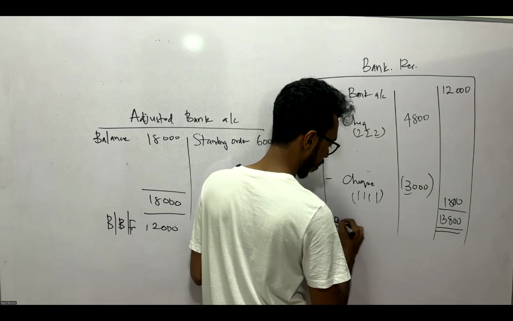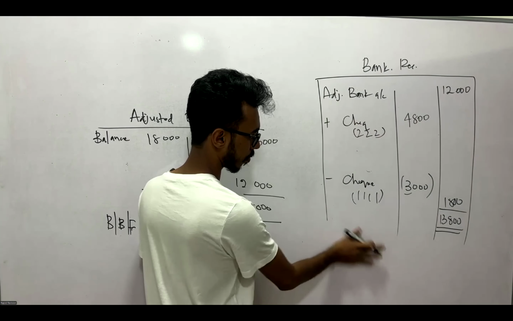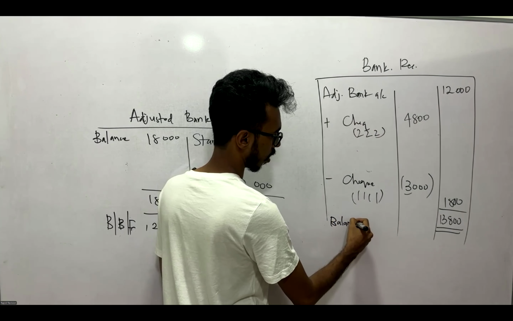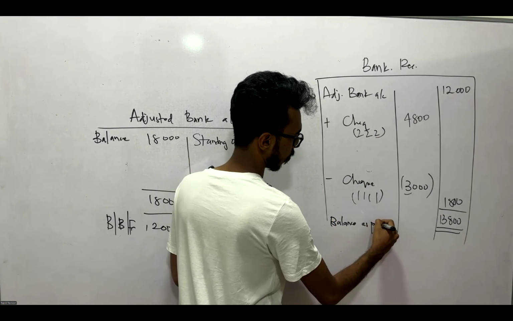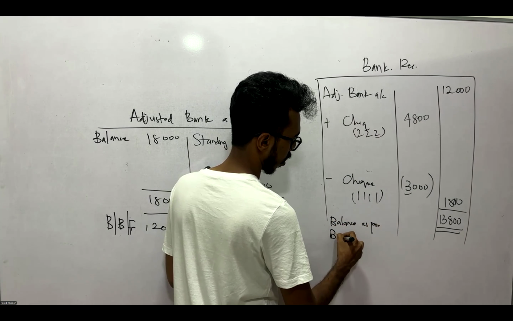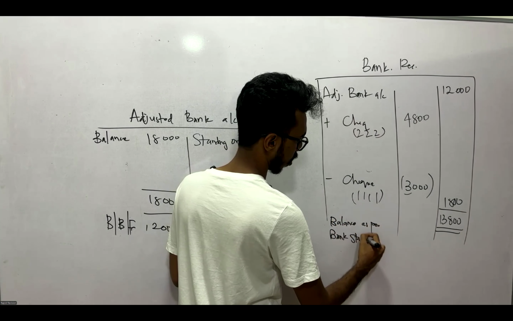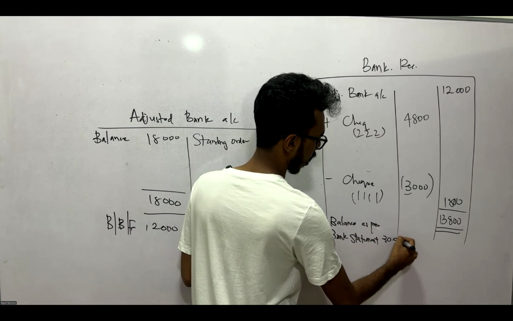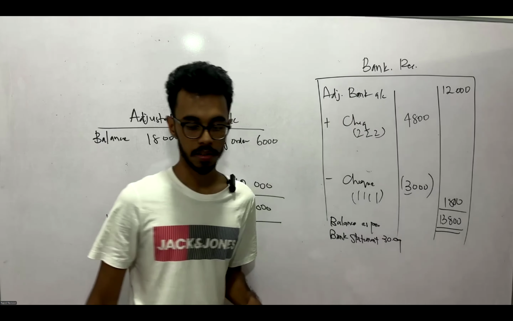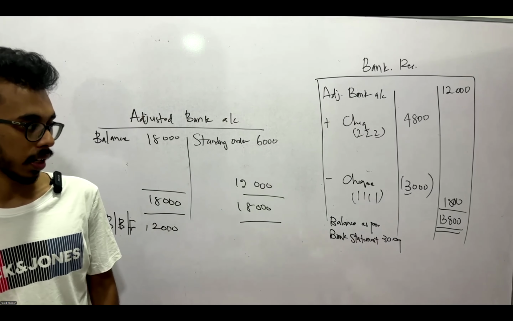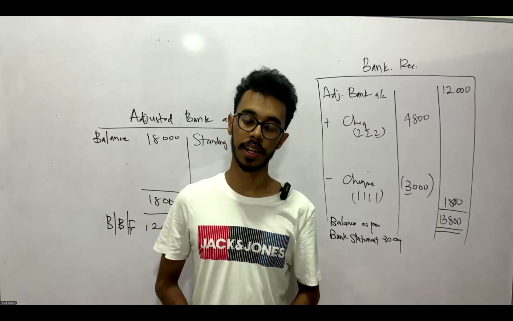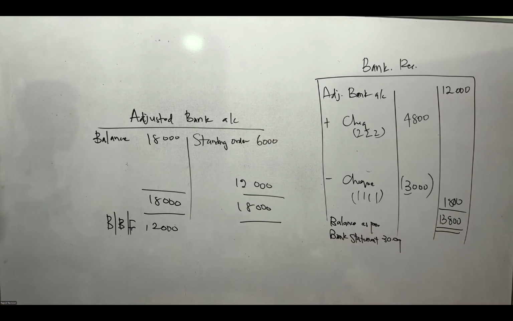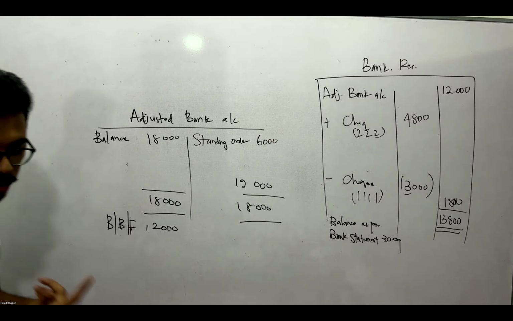You write here: balance as per bank statement on 30th September. So that is 13,800. That is the simple math that you have to do here. We'll go for another sum.